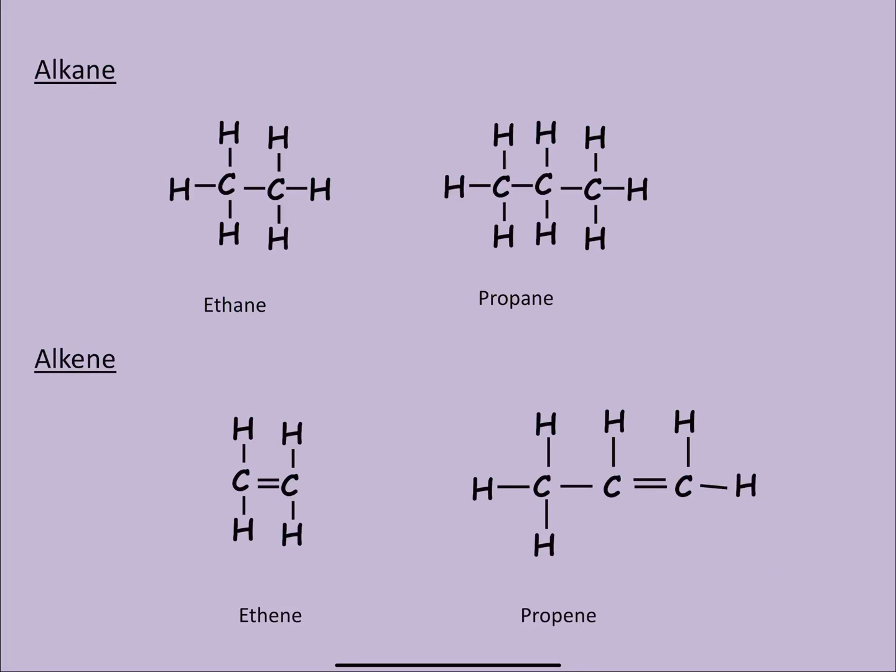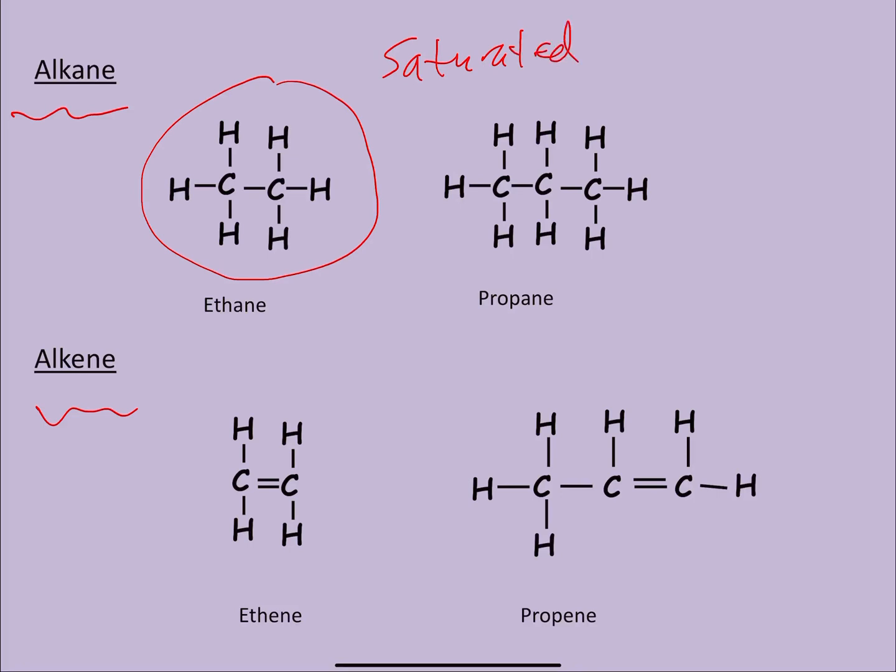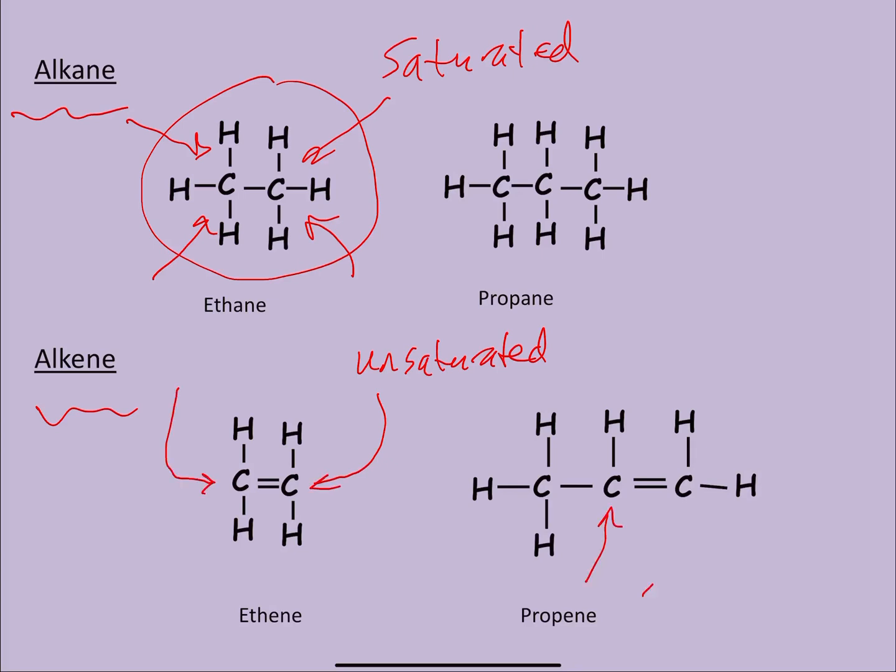So what we have here is alkanes and alkenes. Remember, alkanes are saturated. Think of a saturated sponge: there's no way any more hydrogens can get in here. They're totally saturated. If we compare that to alkenes, alkenes are unsaturated. There is plenty of space for hydrogens to go in there, 2 spaces in fact, usually on each one. Anything that has a double bond in it is classed as unsaturated.